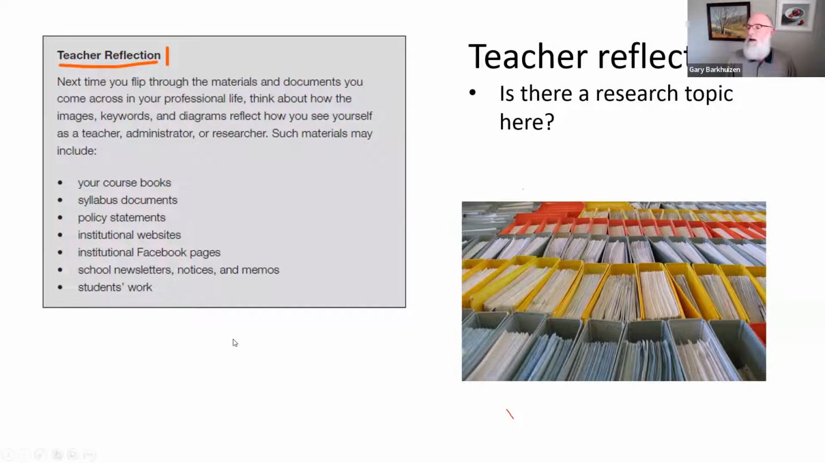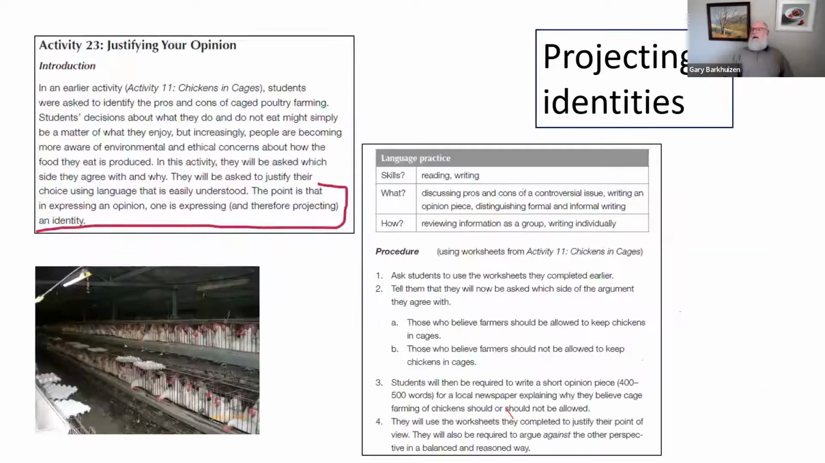Such materials may include your course book, syllabus documents, policy statements, institutional Facebook pages, and so on. So these are documents or resources that the teacher may come across themselves, and then they reflect on how this relates to them as a teacher, to who they see themselves as. Important here is whether there is a teacher research topic available or that could come out of this teacher reflection.